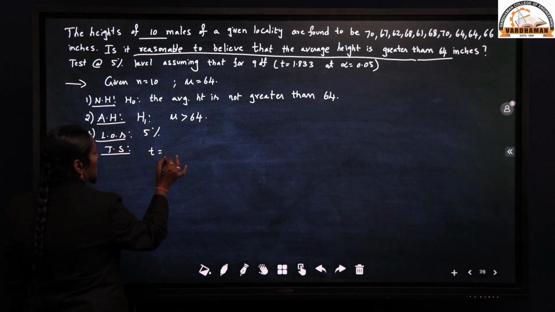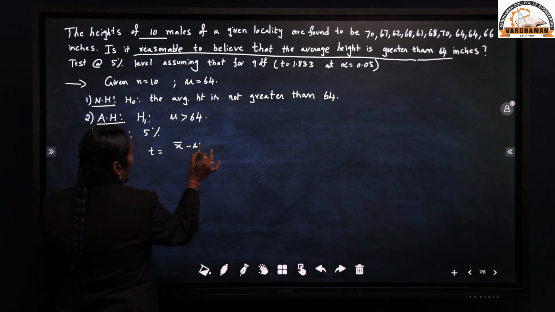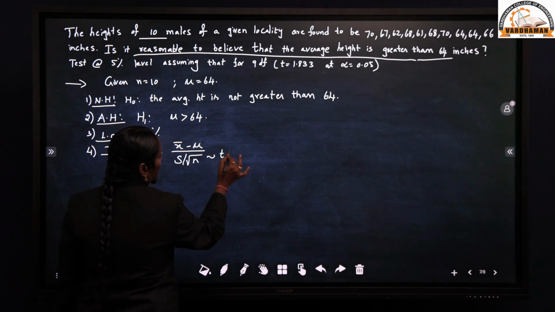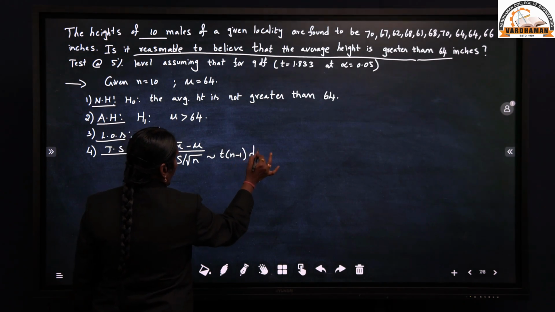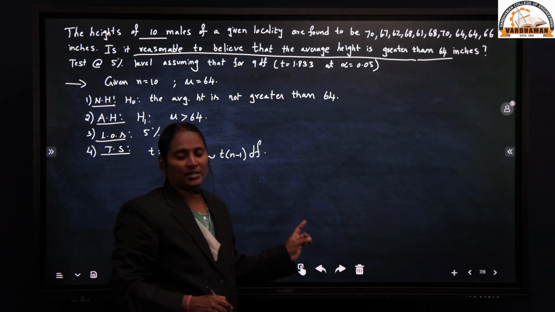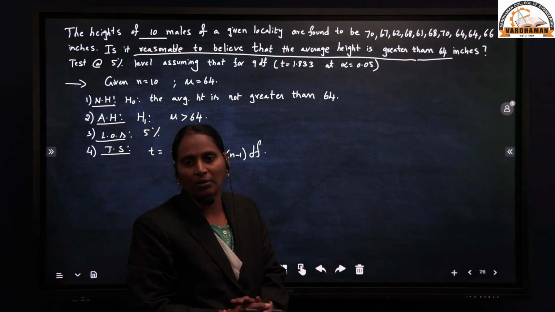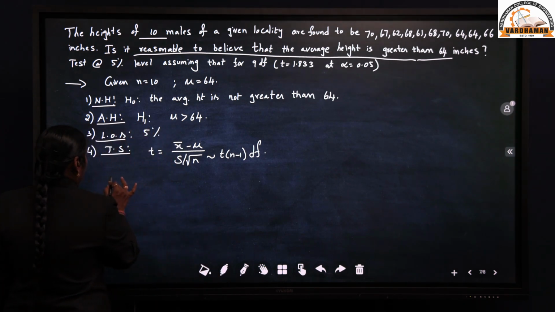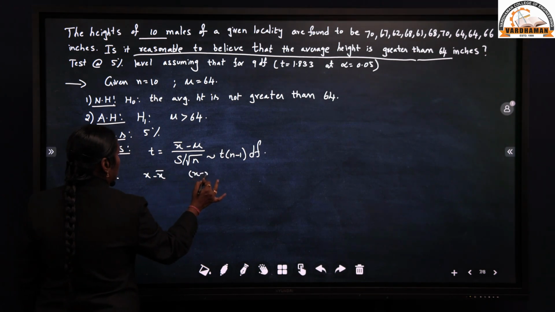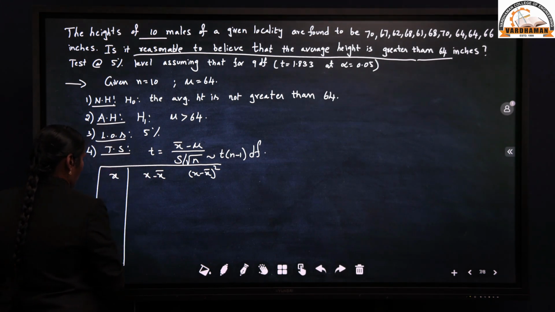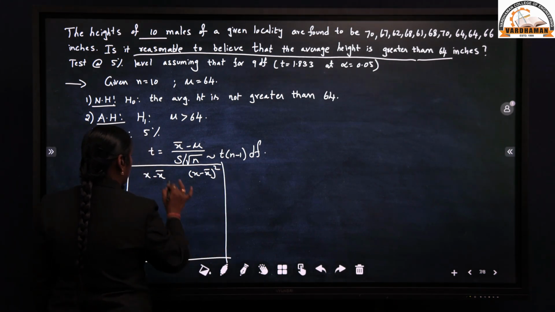So the formula of t test for single mean is t equals x bar minus mu by s by root n, and it follows t with n minus 1 df. In order to find the standard deviation, we are going to take a tabular form, as we need to find the value of x bar. In the tabular form, we have x values, x minus x bar values, and x minus x bar whole square values. We are going to find these for all 10 observations.